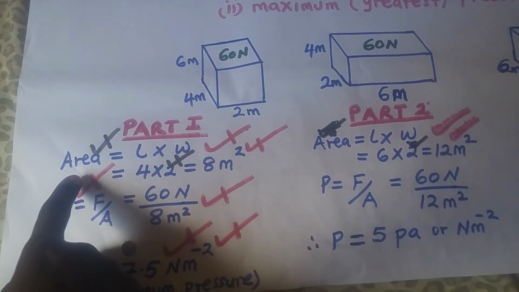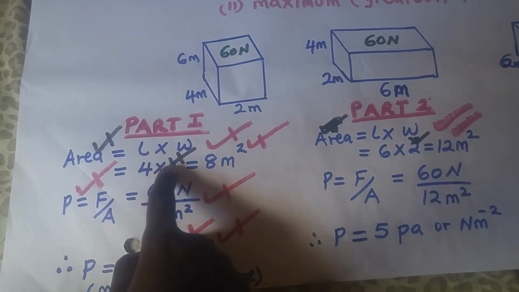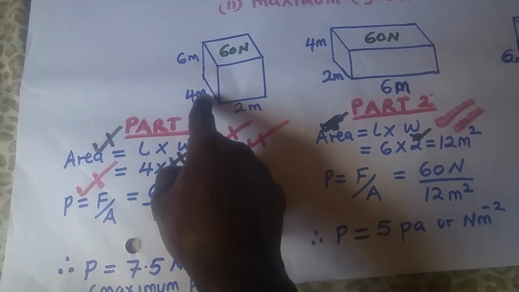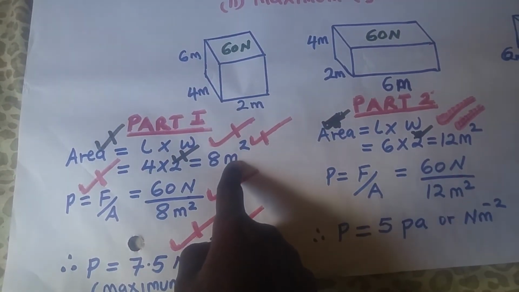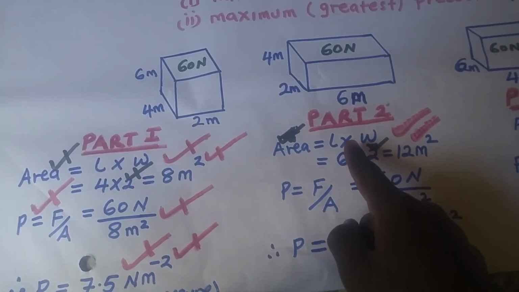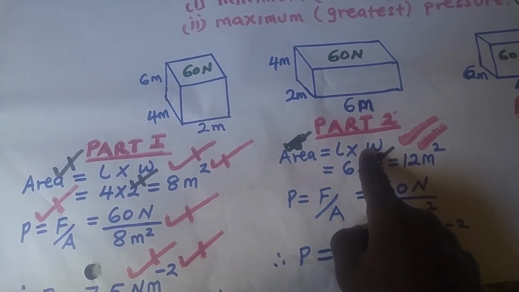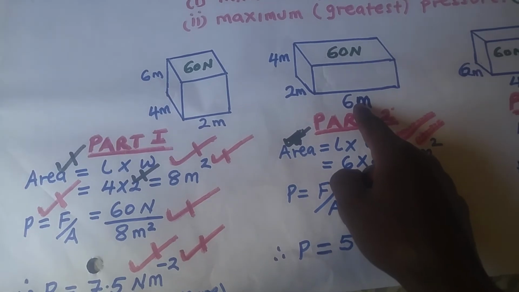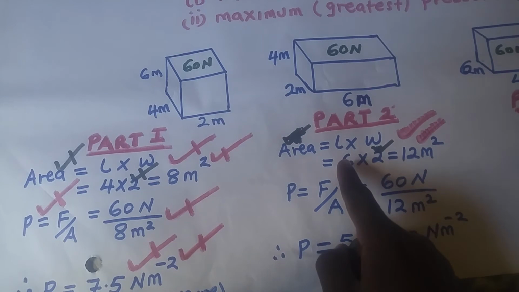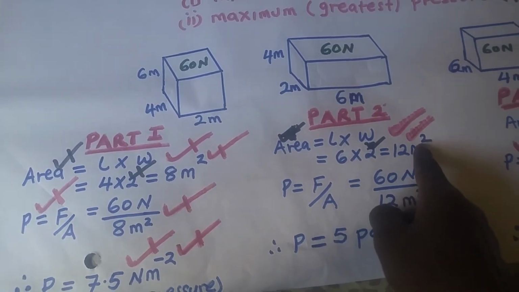We all know that the area of a rectangle is length times width. 4 times 2, you get what? 8. The units will also multiply. Meter times a meter, you get 8 meters squared. You see? Then when we come here, our area changes as we change the block. The area is the same as length times width. The formula remains the same. But here the length is now 6 meters and the width is 2. So when you multiply 6 meters times 2 meters, you get 12 meters squared.